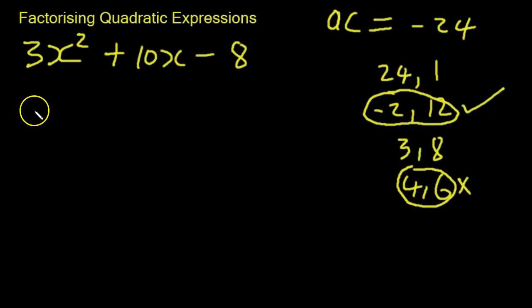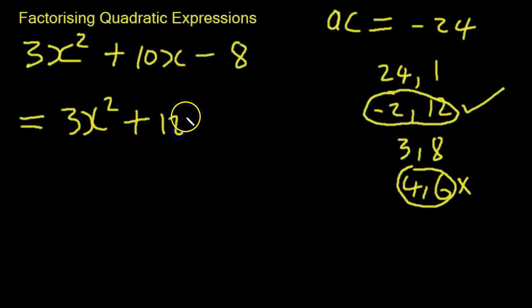And so we use these two numbers to rewrite the 10x. So we have 3x squared, and then 10x can be written as 12x minus 2x. Still 10x. And you put back your constant, which is minus 8. Or you could put minus 2x plus 12x. They're not important, as I keep saying, as long as the negative is on the 2 and the positive is on the 12. So now we factor by groups.